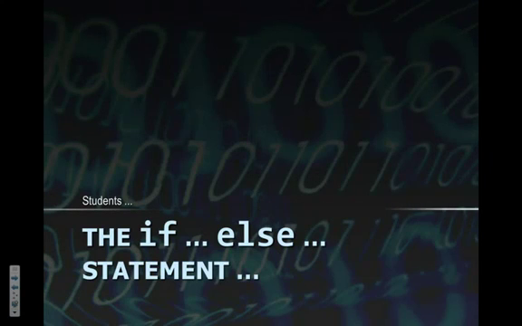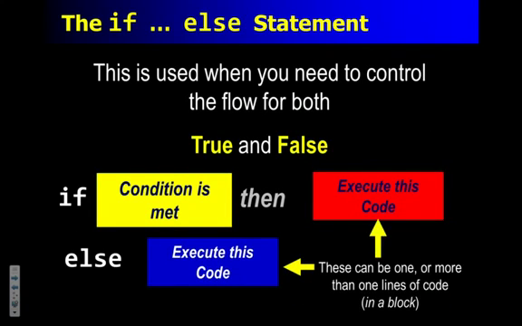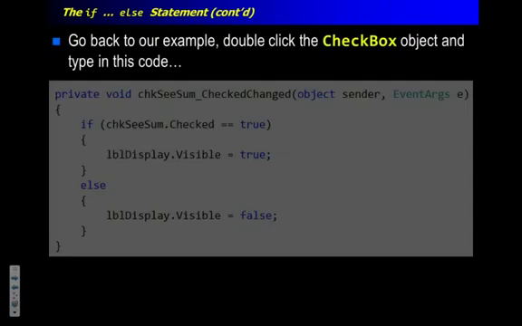Now, we've got the basics of if. We bring in the helper at this point: else. Else is used to control the flow when something is false. Right now, the way the if statement works is it only works if it's true. But what if it's false? Well, if it's false, it does nothing. But now we can have else step in and say, if it's false, I'll take over for you. Here's a really complicated way of explaining it. The code following else only executes if the first if statement is false. If the first if statement is true, then the code after the if statement executes, and the code after the else does not. That might be a bit confusing to you, so let's tie it into our example.